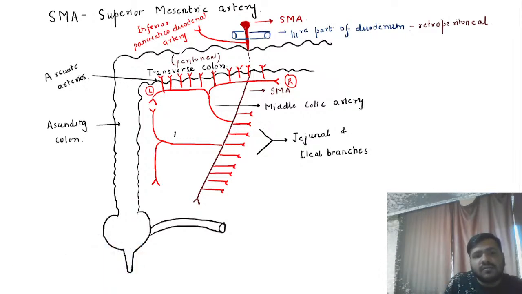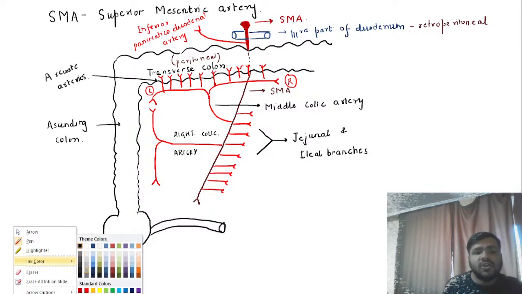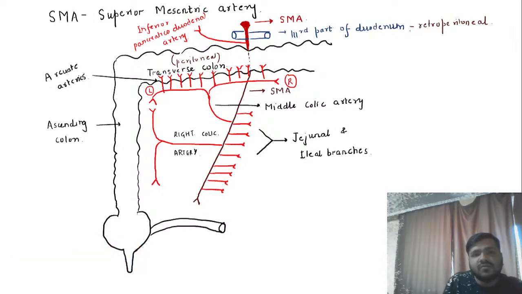This is the right colic artery. Right colic artery, it is dividing into the upper branch and the lower branch, and it is giving numerous branches over here. It is giving numerous branches to the ascending colon in the form of arcuate artery. It is giving numerous branches over here, these straight branches.